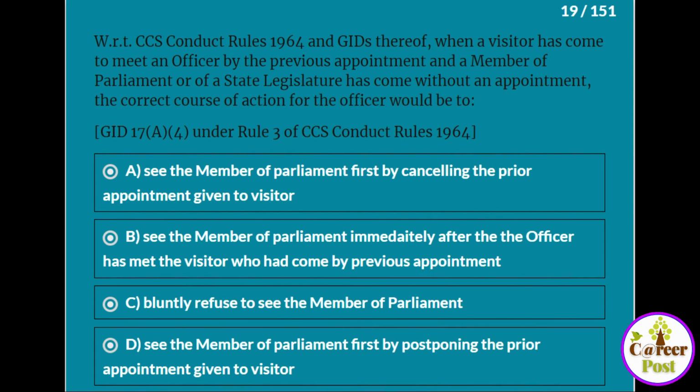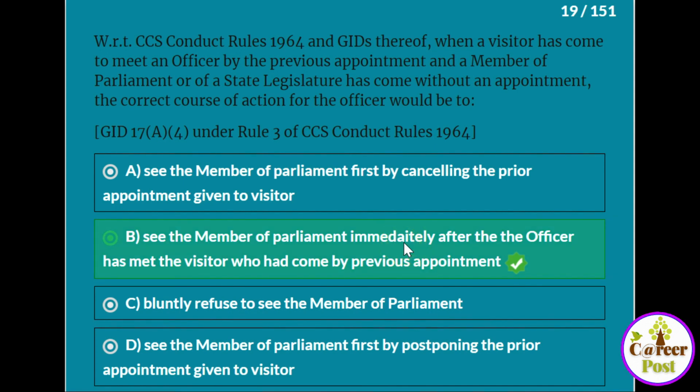Here the options are: A, see the member of parliament first by cancelling the prior appointment given to the visitor. B, see the member of parliament immediately after the officer has met the visitor who had come by previous appointment. C, bluntly refuse to see the member of parliament. D, see the member of parliament first by postponing the prior appointment given to the visitor. It is quite a tricky question. The correct option is to see the member of parliament immediately after the officer has met the visitor who had come by previous appointment.